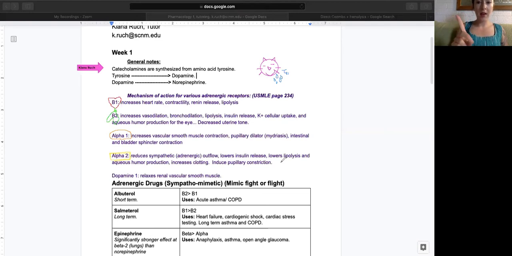Alpha 1, mydriasis. Remember, alpha 1 is sympathetic, and it's making your pupils really big, right? So you can get all that light in, so you can run and you can see. Alpha 2 is reducing that sympathetic response, and so it's constricting the pupils, okay? I'm actually going to scroll down. I'm going to clear these images out for 1 second.